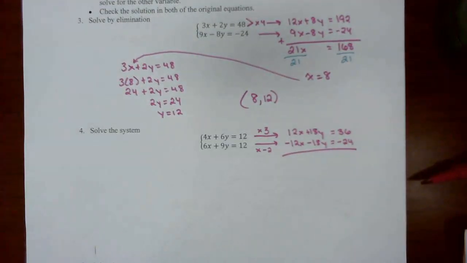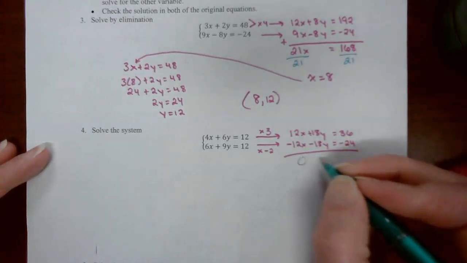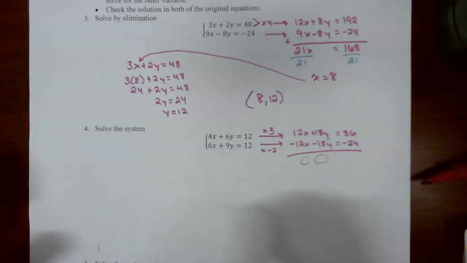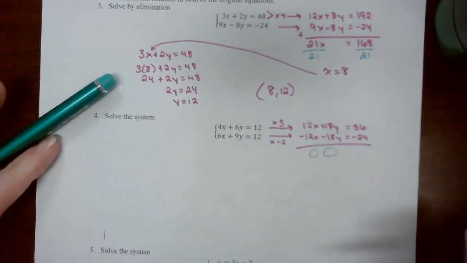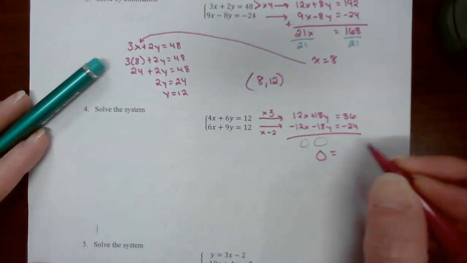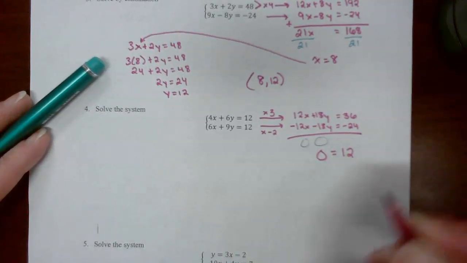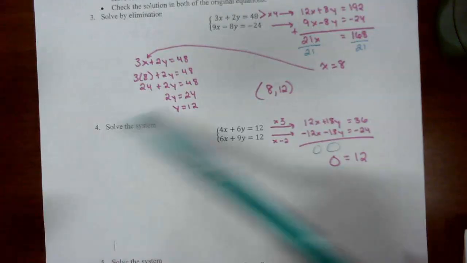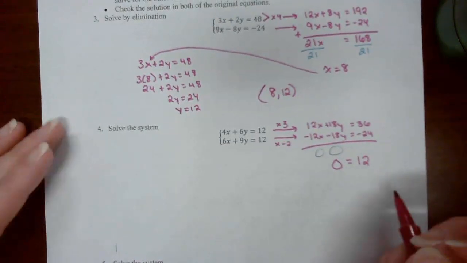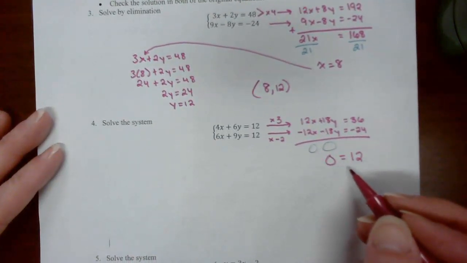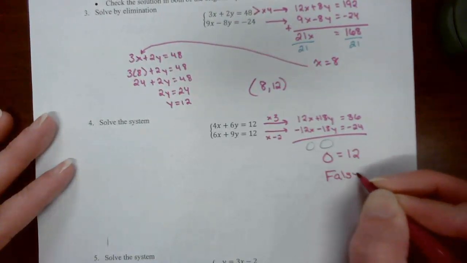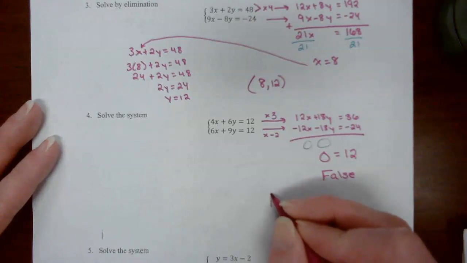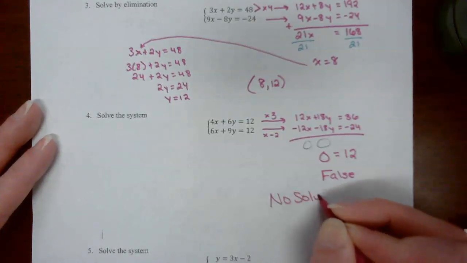Ooh, something interesting is happening here. When I add, I'm getting a 0 for both of those. So I get 0 on the left side and 12 on the right. My variables went away. They disappeared. 0 equals 12. Does 0 equal 12? No. That's a false statement, which means no solution.